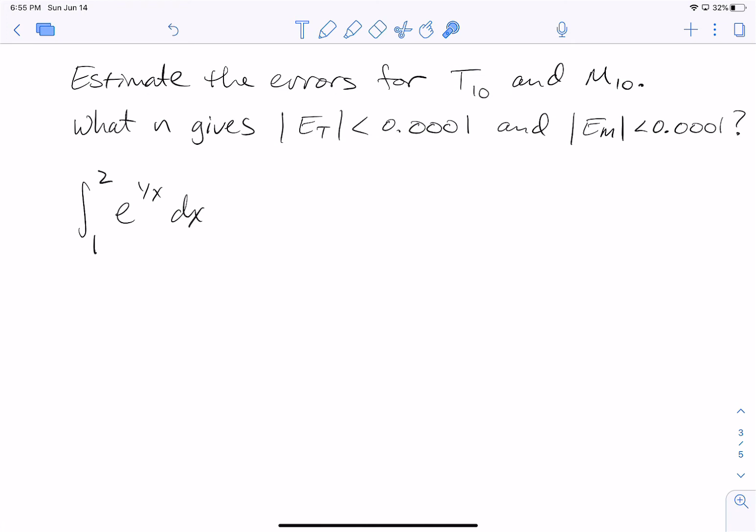We are looking at the integral from 1 to 2 of e to the 1 over x dx. We aren't going to estimate it using T sub 10 or M sub 10. That's part of the problem in the textbook, but we've already seen how to do that. I'm really focused on the errors, and that's what we're going to do.